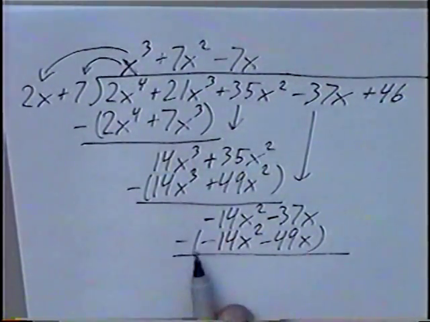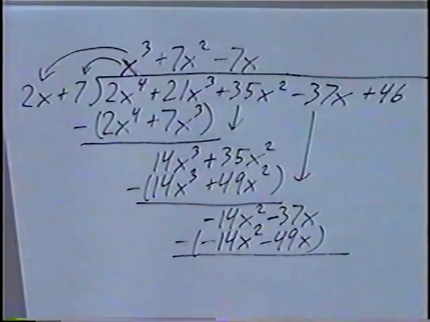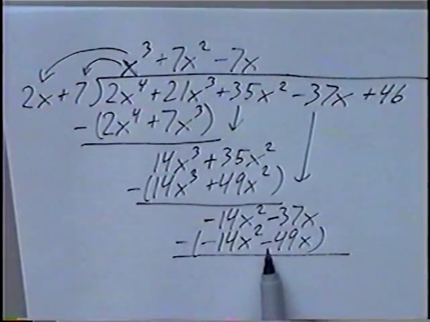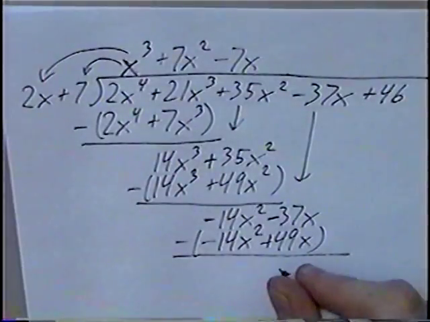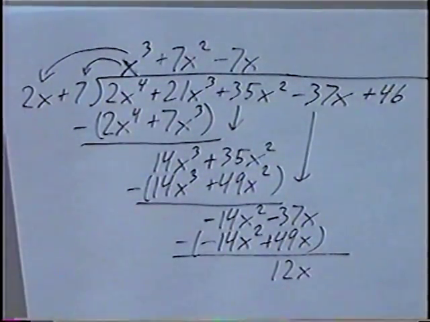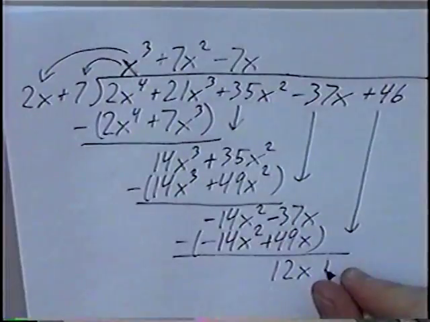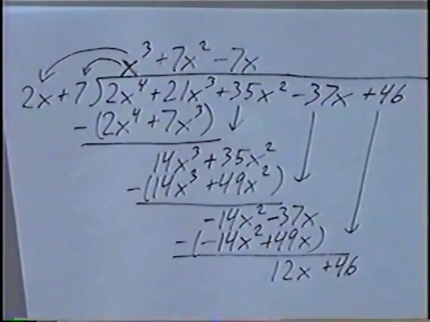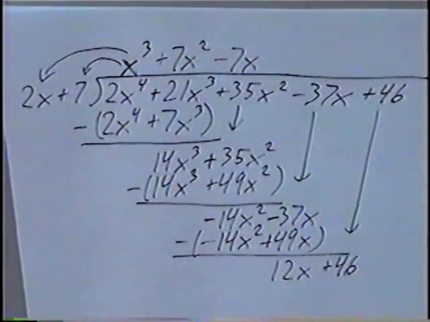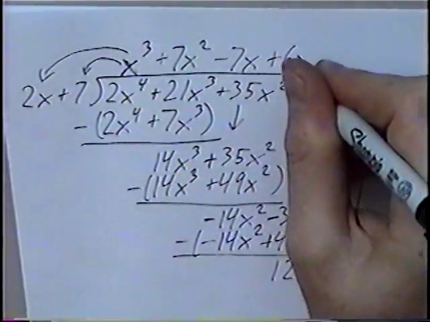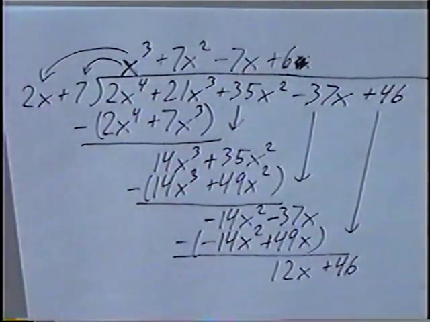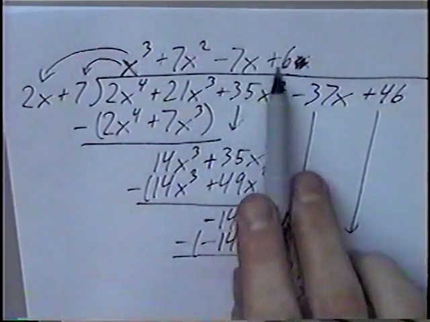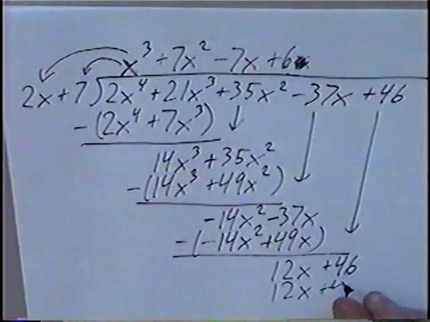Subtracting again, minus a negative 14x squared would cancel. And subtracting the negative 49x would change us to a positive 49. So negative 37 plus 49 would be 12x. And bringing down the last term, 46. 2x into 12x would be 6x, or actually 6. 6 times 2x would be 12x, and 6 times 7 would be 42.